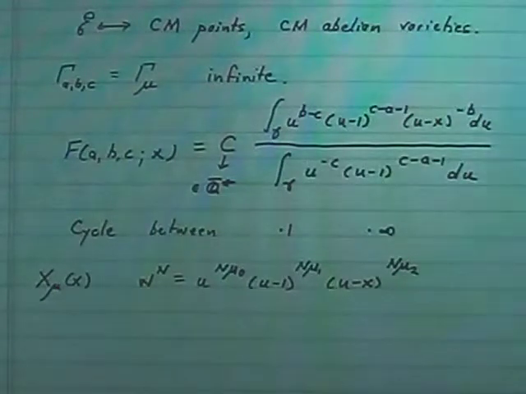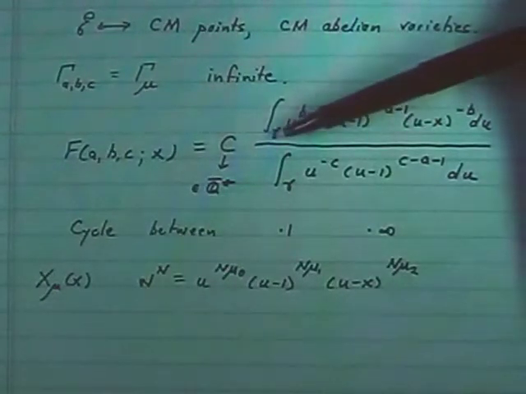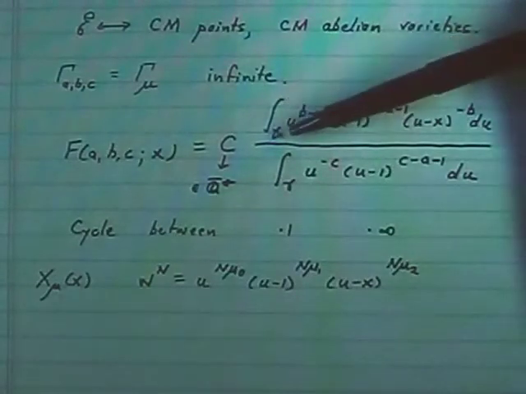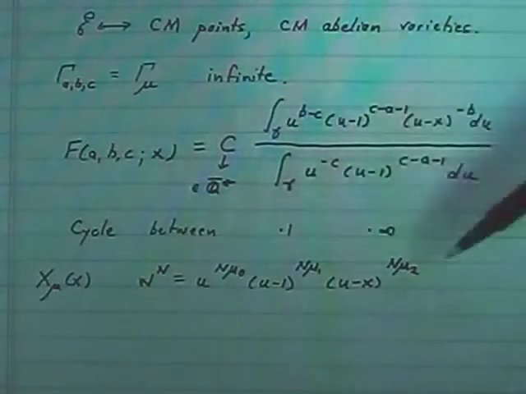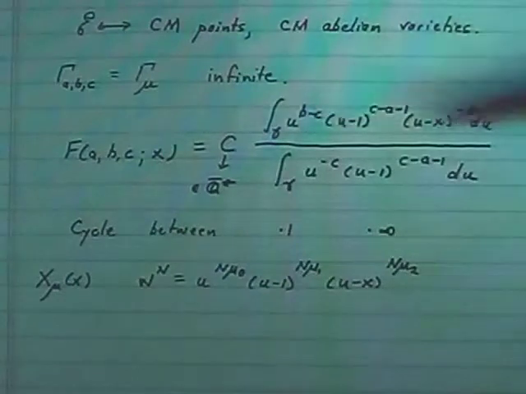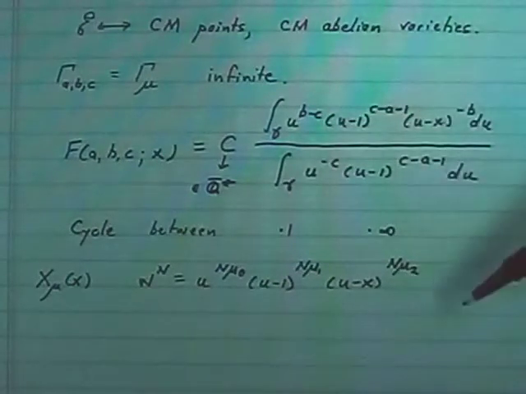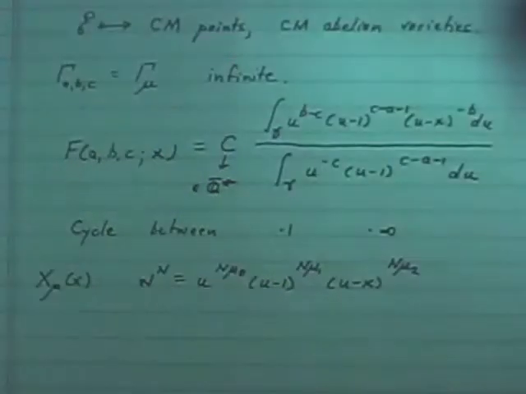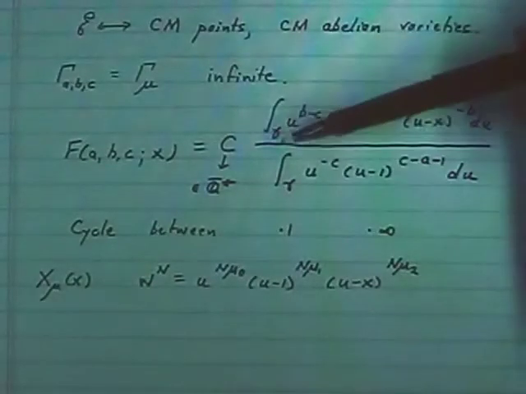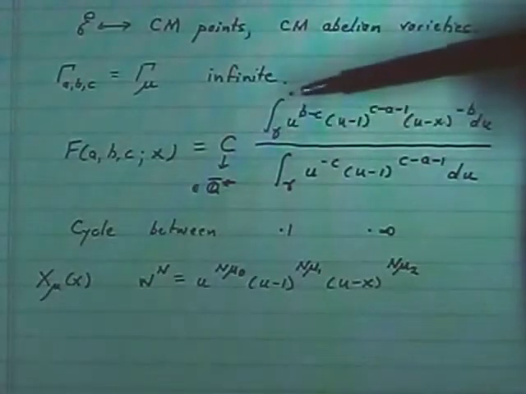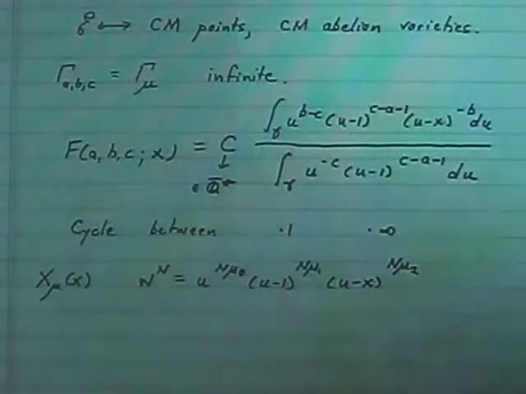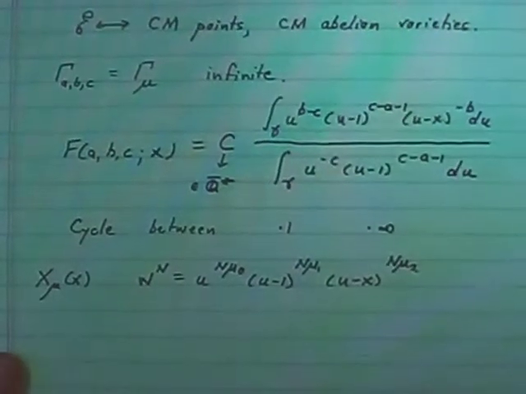And to go from 1 to infinity to a loop around 1 and infinity, you just have to take into account the change of branch of this function. And it's easy to go between the two. So you can actually think of the integral from 1 to infinity as being part of a period, if you like. So one certainly has a representation of that form.